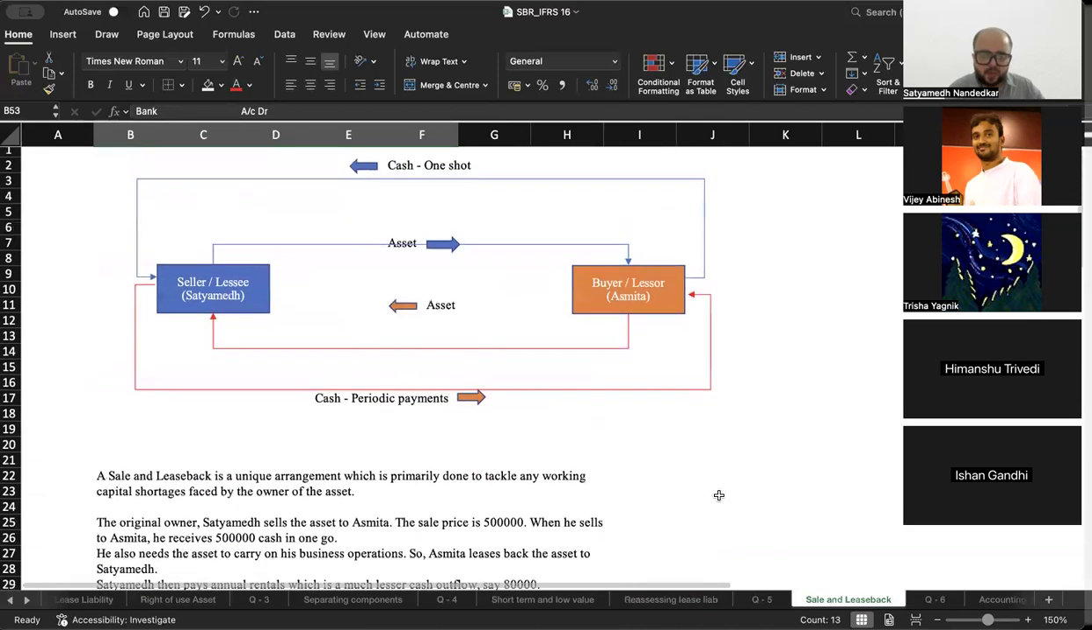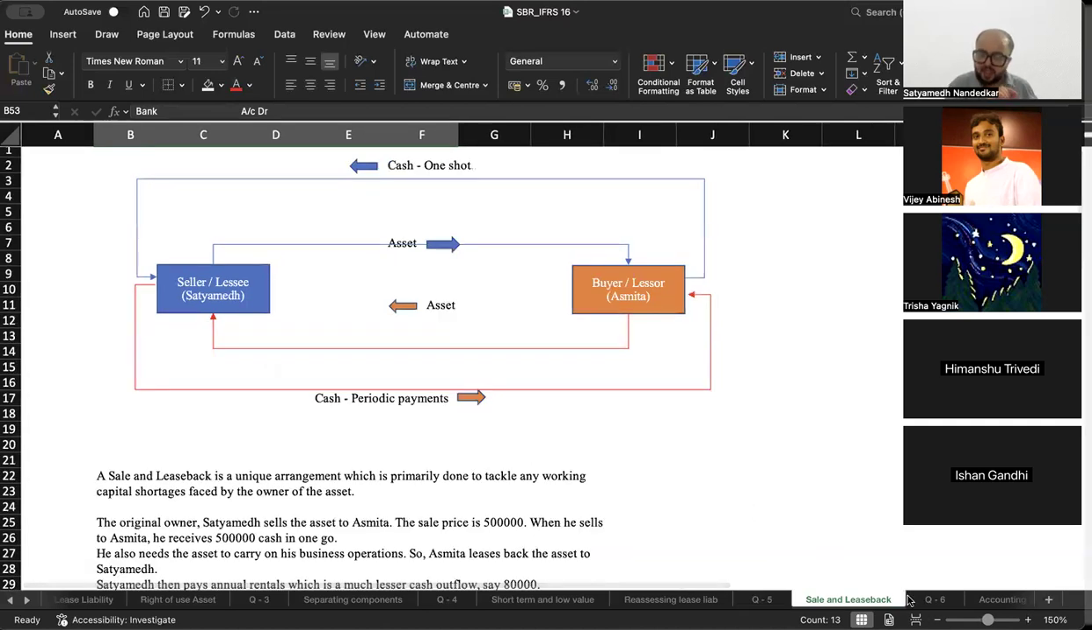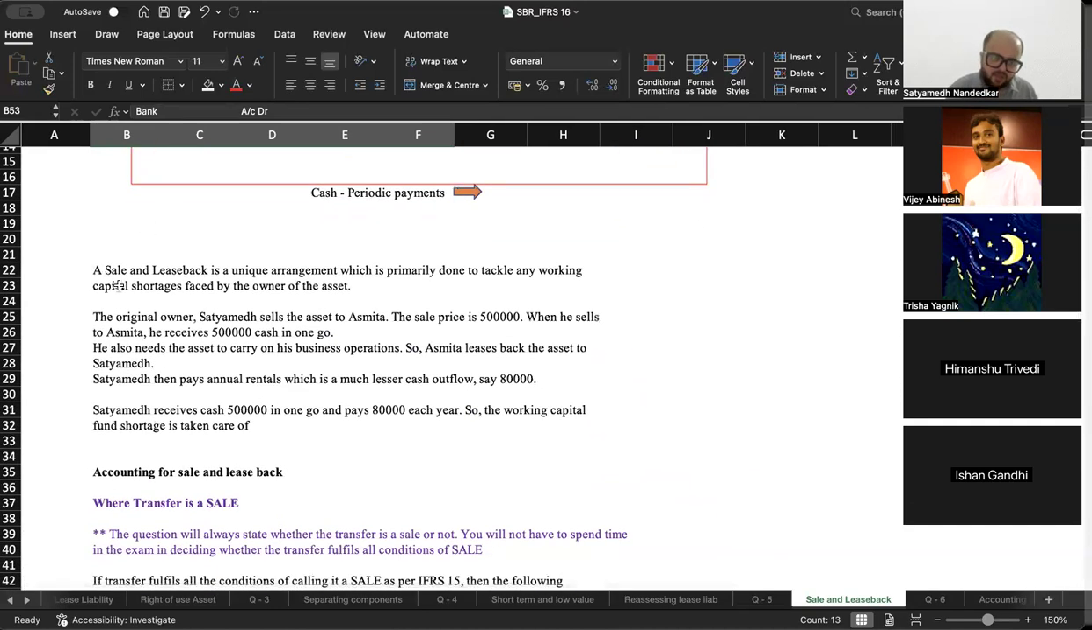Now there is a situation of sale and lease back, which is a smart way that business entities often employ in order to generate immediate cash for working capital while still continuing to hold the asset and use it for their business purposes. ठीक है, एक बार quickly read this, just read from here to here. I'll show you the diagram and then we'll see the accounting.